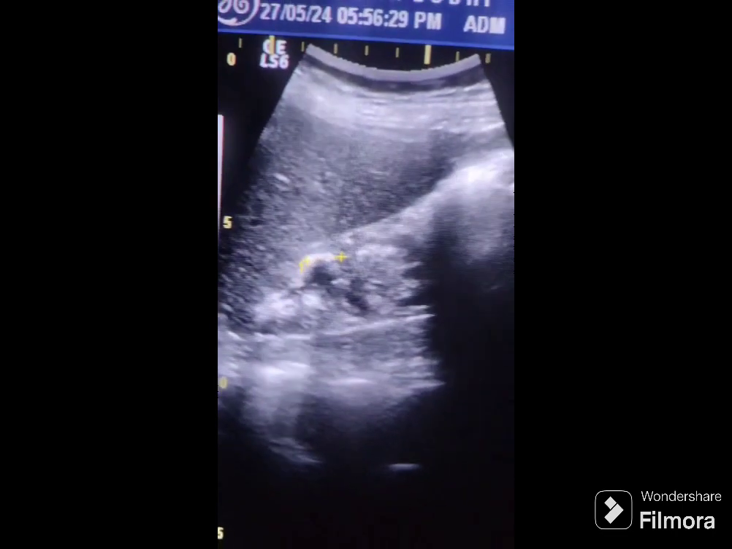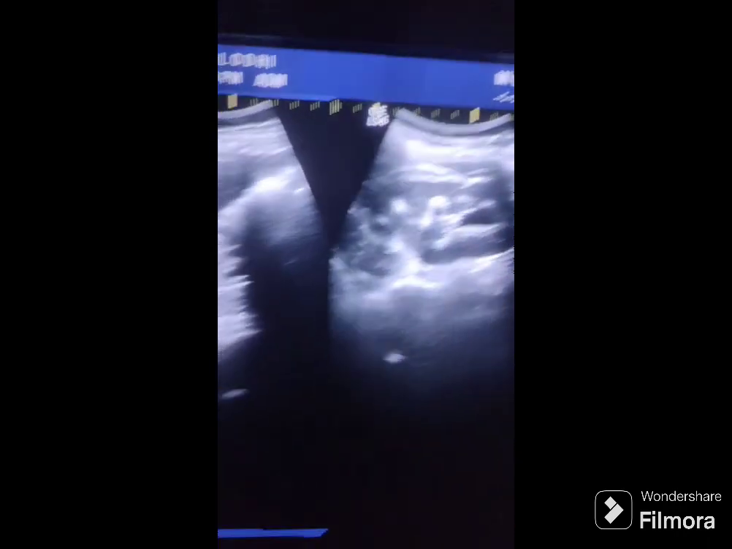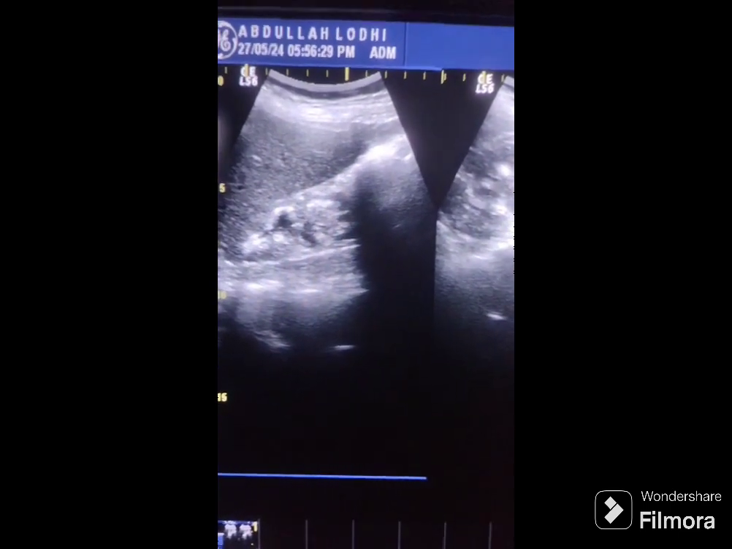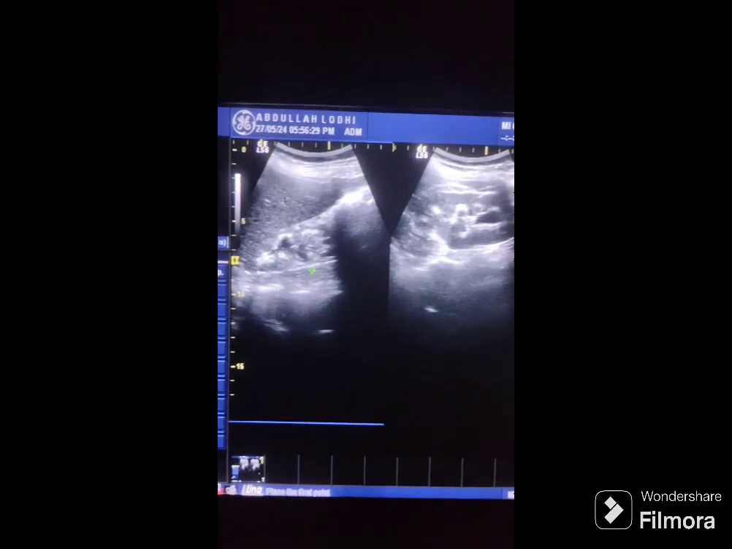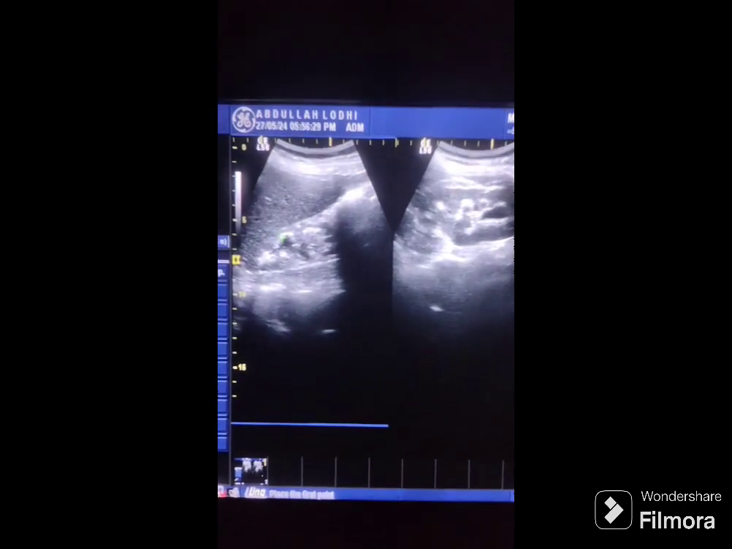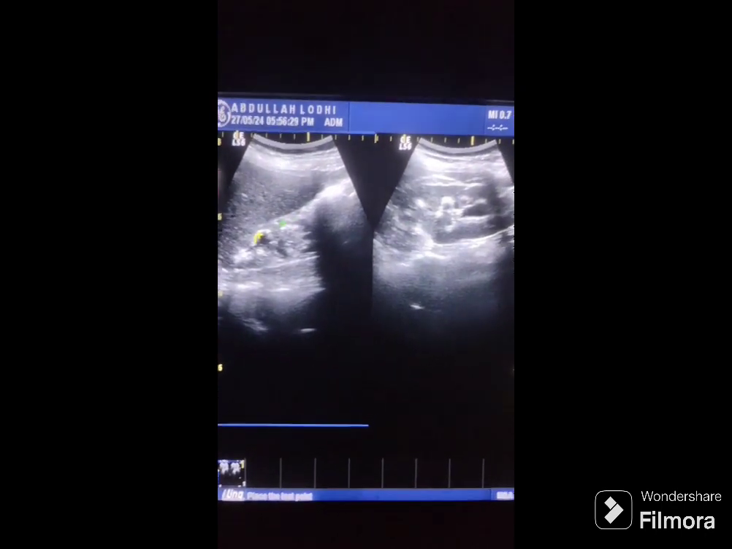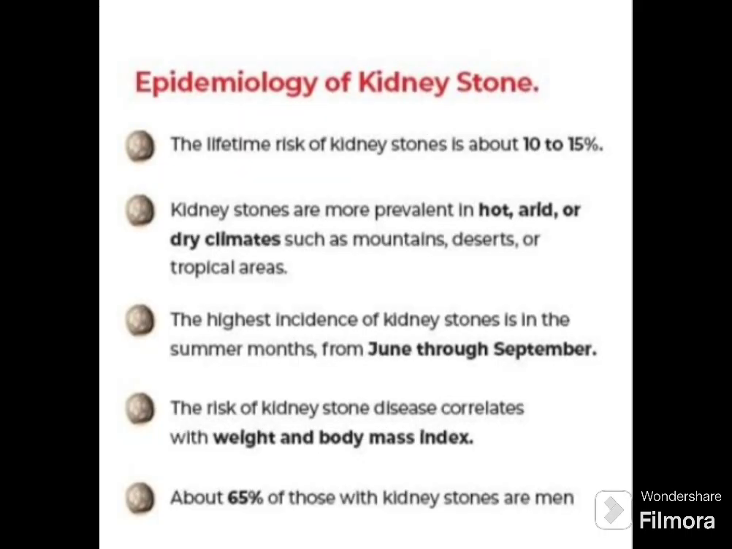Now look at this video. This whitish thing is called a renal stone. Look at this pic. Behind the whitish thing there is a blackish shadow, which confirms that this is a renal stone. There are two renal stones in the kidney, which confirms there is some problem.